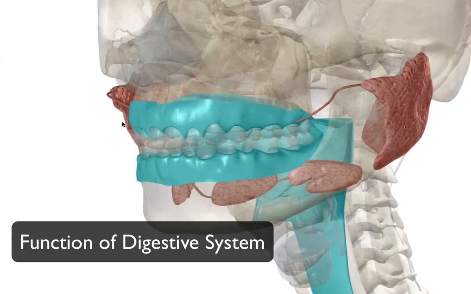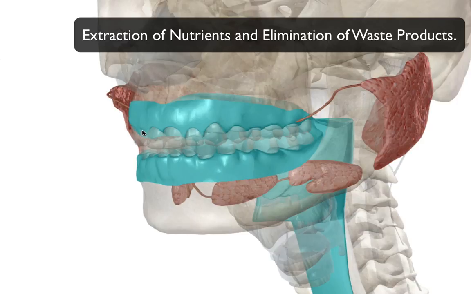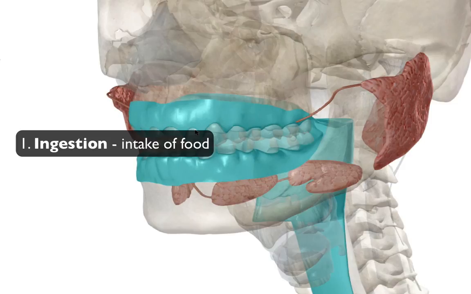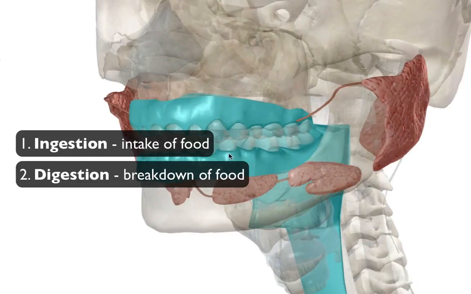So there's five basic functions for the digestive system, and those functions can be summarized by extraction of nutrients and elimination of waste products. So let's break it down into those five. Number one is ingestion, which is the intake of food. Number two is digestion, which is breaking down that food that you've just ingested into a usable form for the body. And that happens through a series of processes that we'll discuss in the next video.